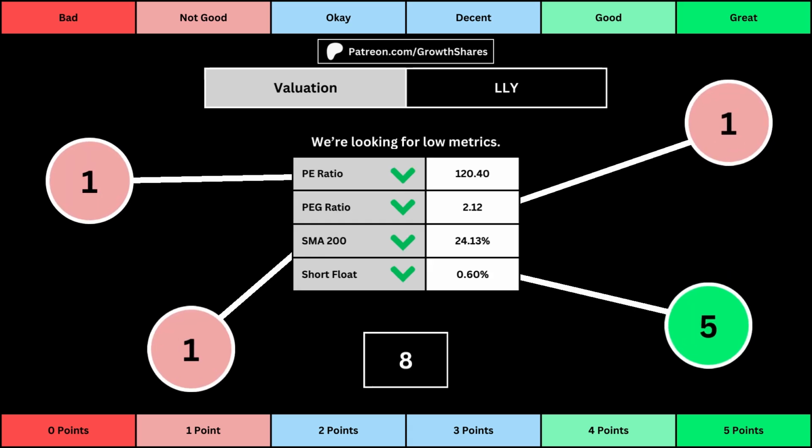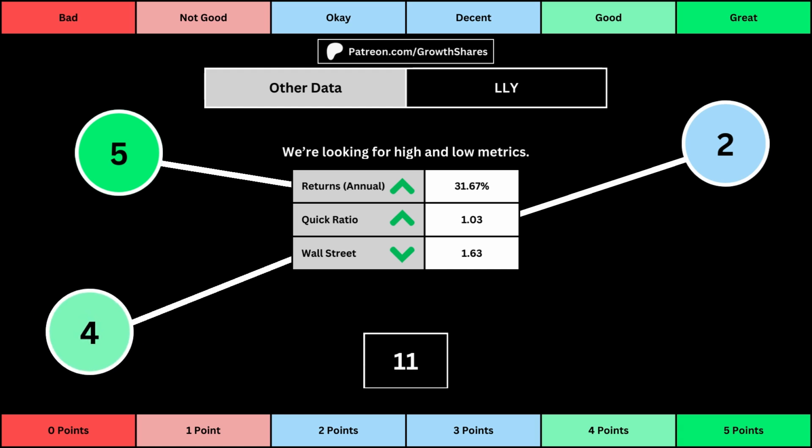This third set of metrics deals with the valuation of the company's stock based on its business. Think of the PE ratio as a measure of speculation around the stock. We want it low. The PEG ratio adds earnings growth with the PE ratio. Then, the 200-day simple moving average is the average stock price over that period. We want that low because it means we have a cheaper stock price. And then, short float is basically how bearish other investors think of the stock. For these 4 metrics, we want the values to be as low as possible. That will give us a higher point total within the bubbles.